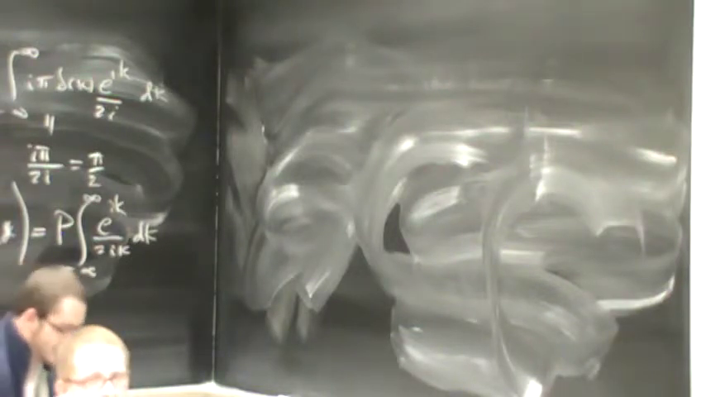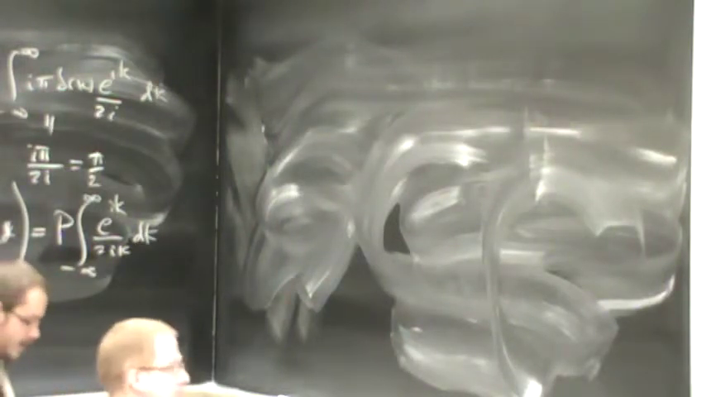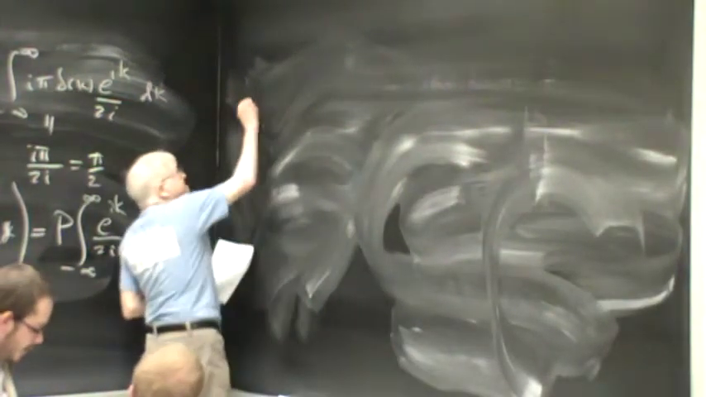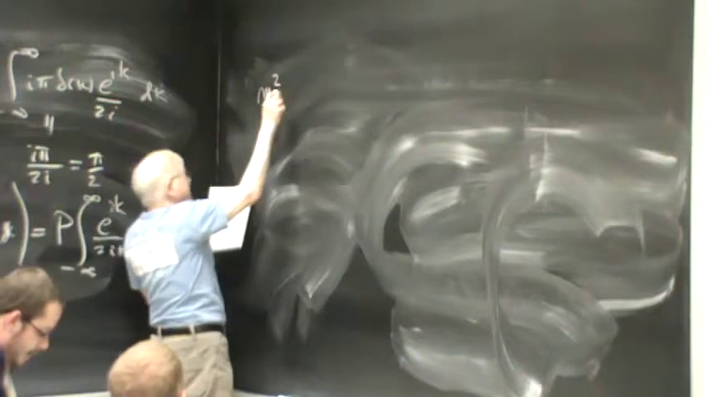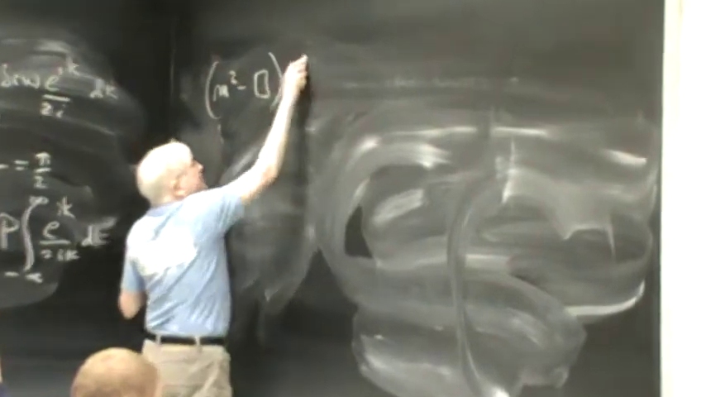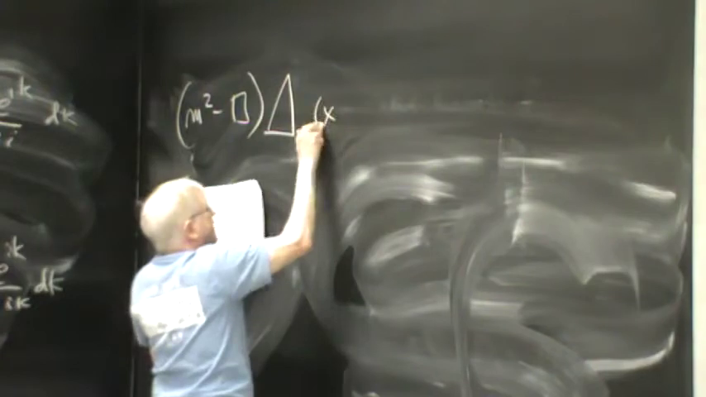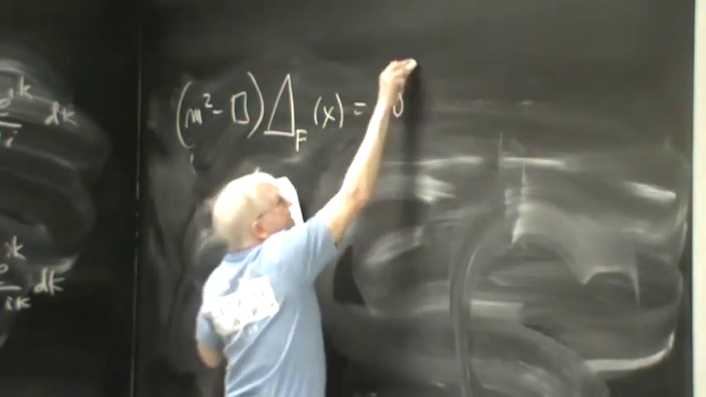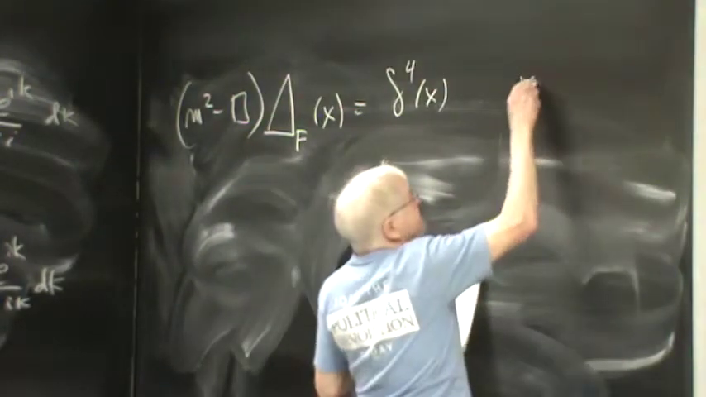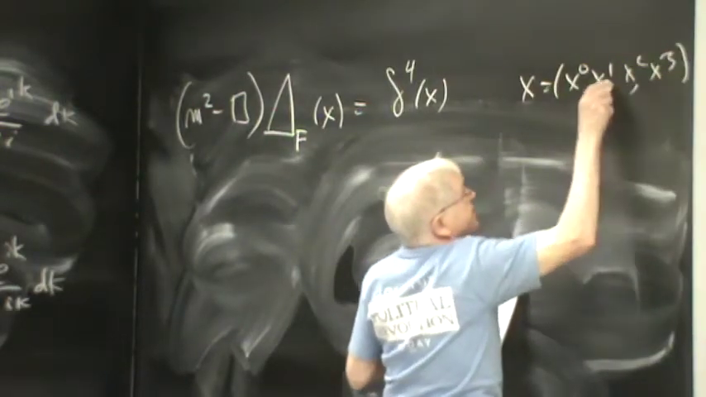So, all right, let me try to go through this thing. As I said, I hadn't really thought. First of all, what's the differential equation? Well, it's m squared minus box on some Green's function, which is normally written as big triangle delta F, and we want that to be a 4-dimensional delta function. So here x is x0, x1, x2, x3.